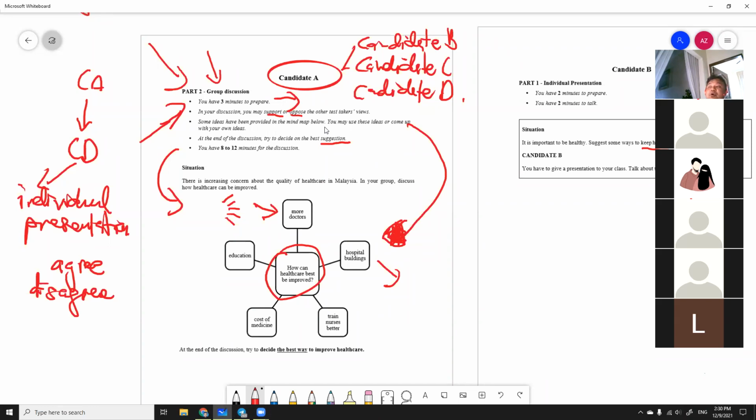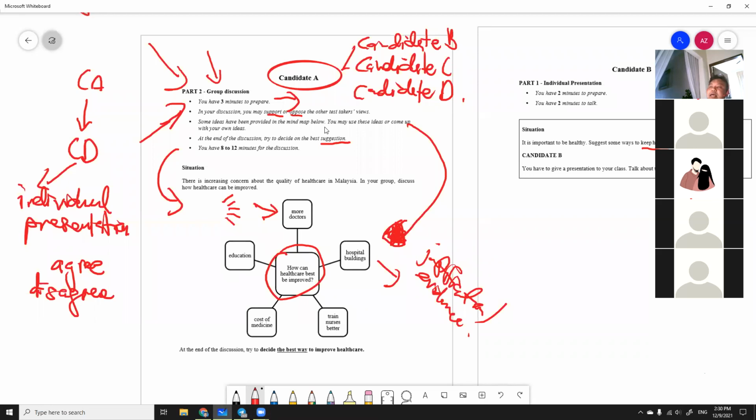So you may want to support your ideas with your justification, or maybe your evidence. Maybe for those who live in Gua Musang, or those who live in Dungun, or those who live in Jeli, you may think that the hospital buildings at your respective district couldn't actually afford to have more patients. So that's why you think we need more hospital buildings.